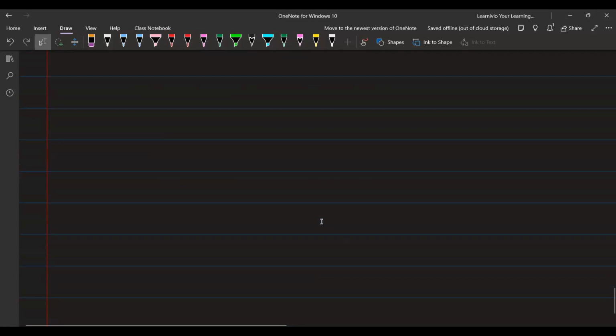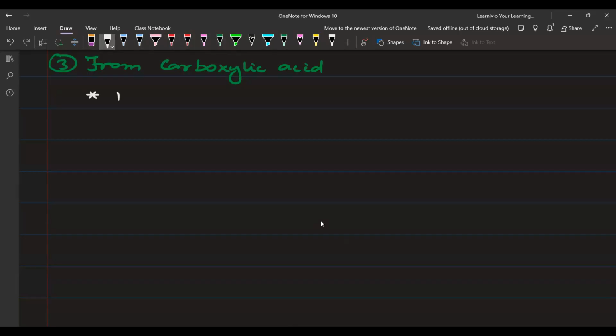The third method of preparation, third हो जाएगा ना? हाँ, is from carboxylic acid. It's very similar to the haloalkane part. ठीक है ना? दो reactions हैं, both of these reactions are going to be very similar to the haloalkane part. From carboxylic acid, the first one is decarboxylation, and the other one is Kolbe's reaction.